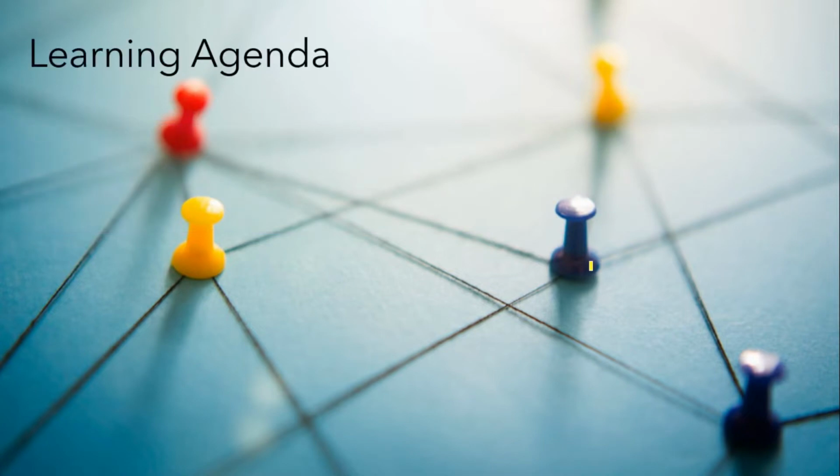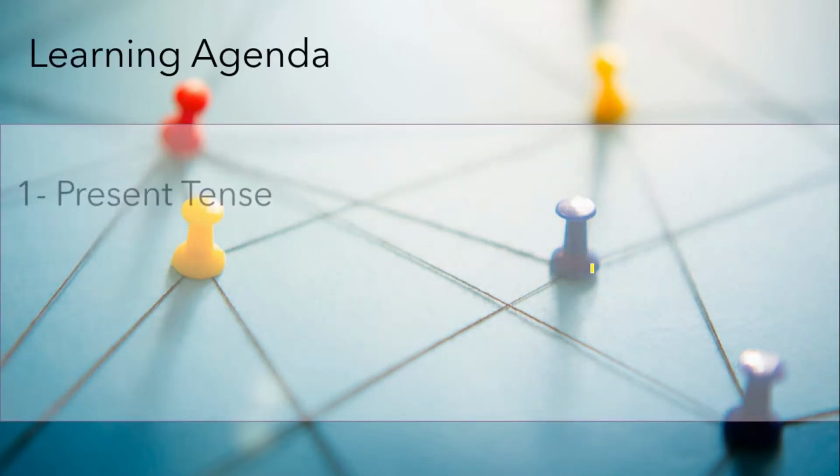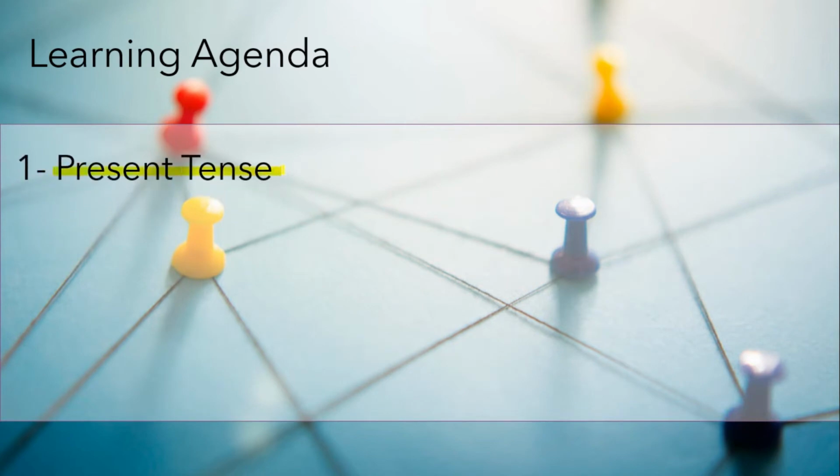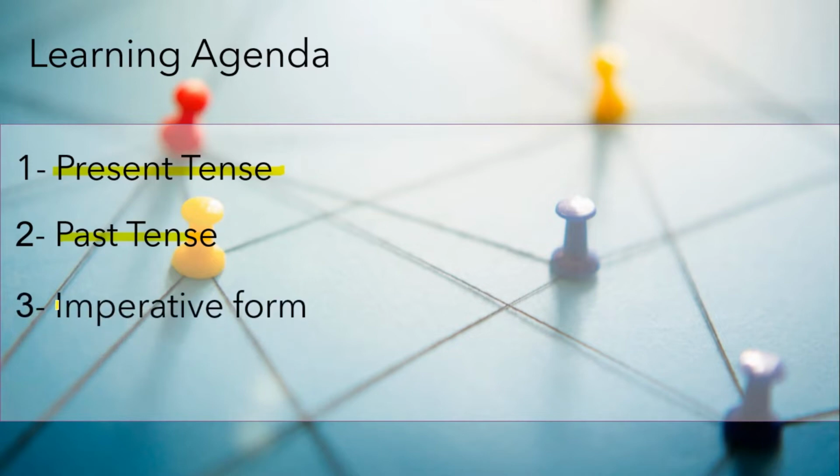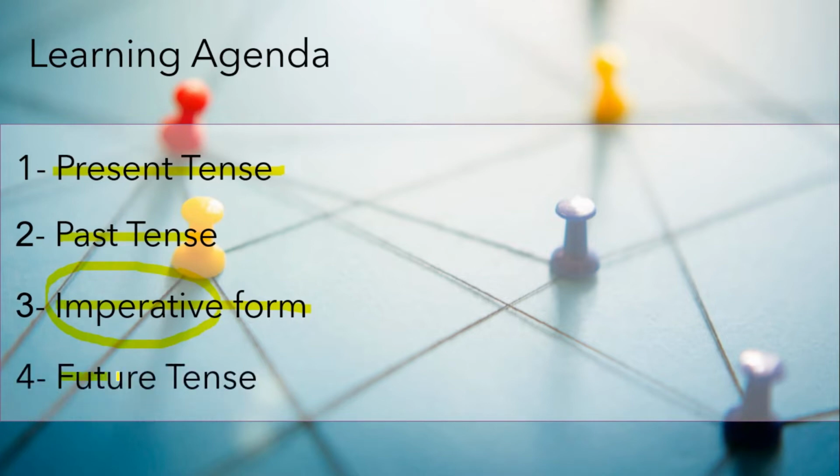Our learning agenda for today, so the sequence, we are going to follow exactly the same sequence. First, we will talk about the present tense in the Arabic language. Then we will talk about the past tense. Then the imperative form, which is the command. When I'm requesting someone to do something, this is the imperative form. And then the future tense, which is what is going to be happening in the future.